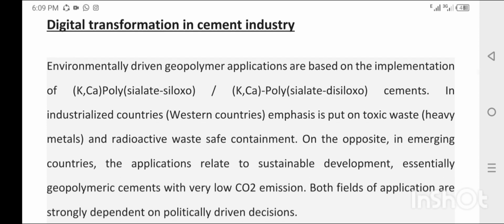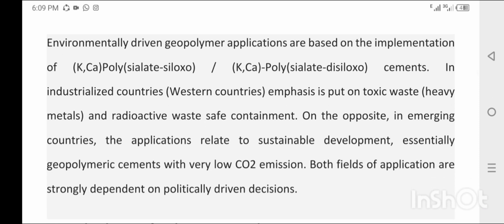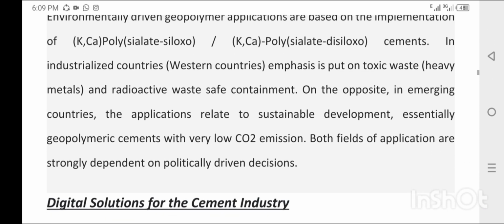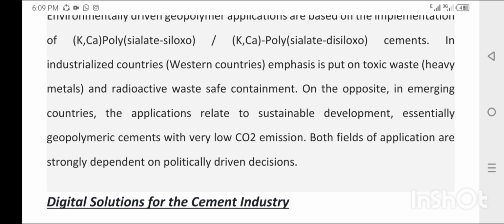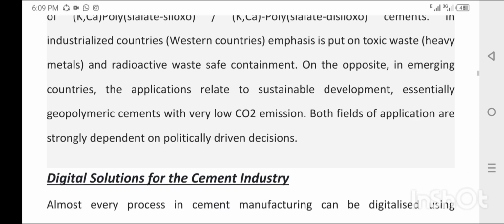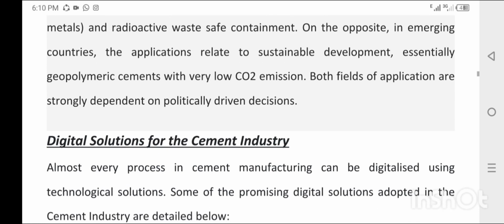In industrialized countries, emphasis is put on toxic waste and radioactive waste safe containment. On the opposite, in emerging countries, the application relates to sustainable development, essentially geopolymeric cement with low carbon dioxide emission. Both fields of application are strongly dependent on politically driven decisions.